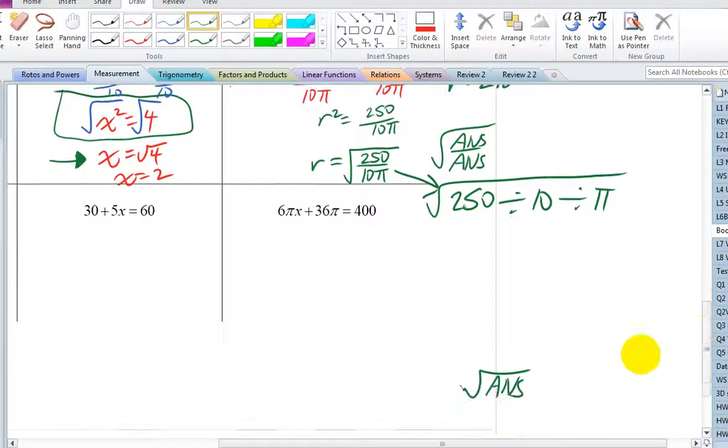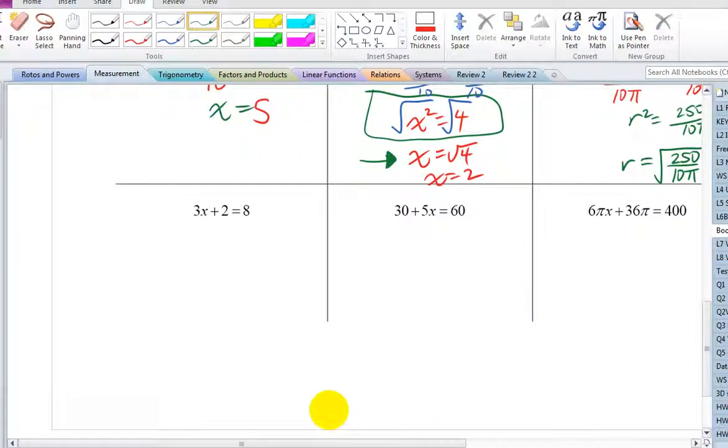Next one, let's go back to the beginning here. 3x plus 2 equals 8. We want to isolate this to get it by itself. What do we have to do first? Subtract 2. So 3x equals 6. Now that it's by itself, we divide. What are you going to do in the last step? Division usually, or square rooting. So add, subtract is the first thing you're going to do. So x equals 2.